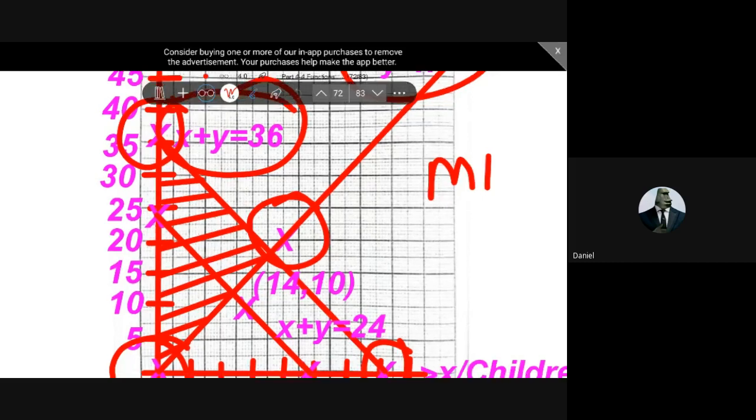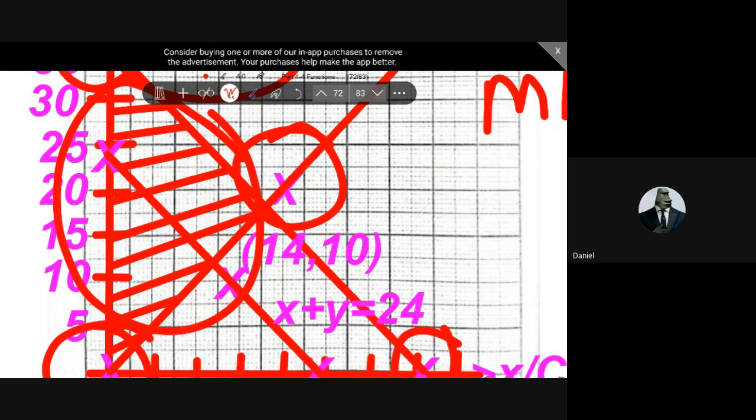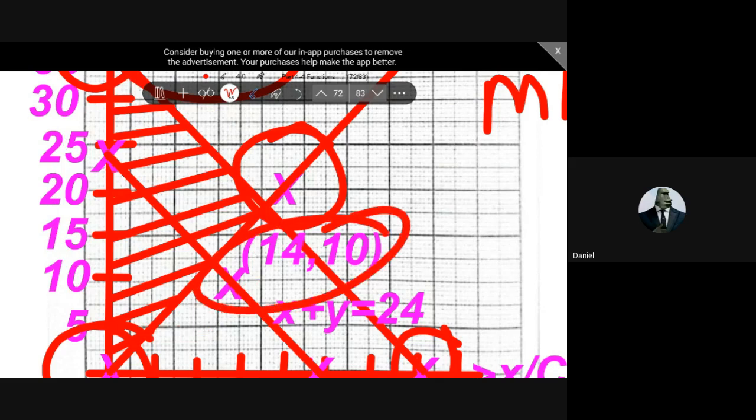So 14, 10, kalau apa-apa koordinat kat luar kawasan berlorek, maksudnya ia tidak memuaskan. That's how it works. Any coordinate outside the shaded region over here, the one I show here, like 14, 10 over here, means it does not satisfy already. Tidak memuaskan kedua-dua ketaksamaan linear. It does not satisfy both linear inequalities. That's how it works lah. So, can you understand? That's why jawapan dia tidak lah.